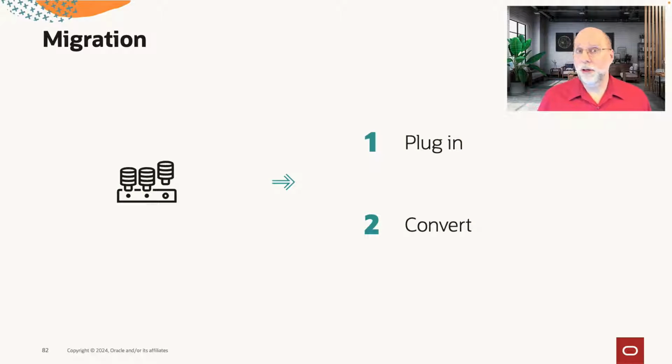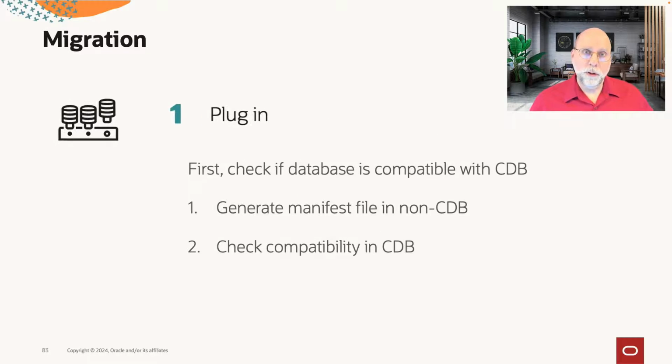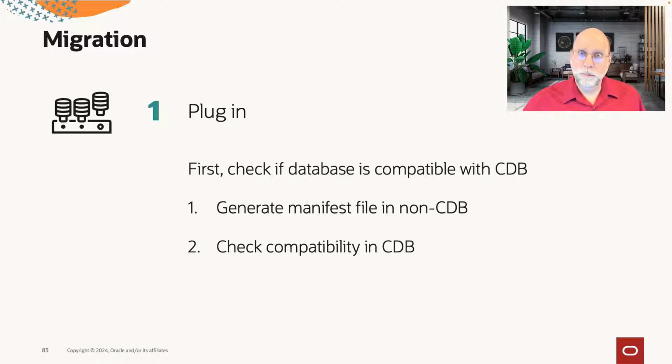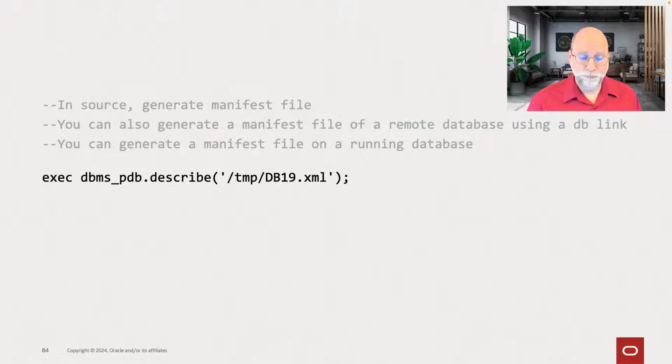So the process of migration, you should think about it as two phases. One is the plugin, and the second is the conversion to the PDB architecture. So for the plugin part, we're going to first check whether this non-CDB will actually be able to be plugged into that container database. And we'll do this by generating a manifest file for your non-CDB that lists all the things of interest when we are going to convert it to a pluggable database. Then we can use that manifest in the container database to say, okay, if we try to plug in this non-CDB, is it going to work?